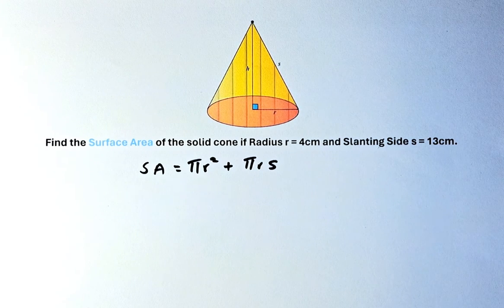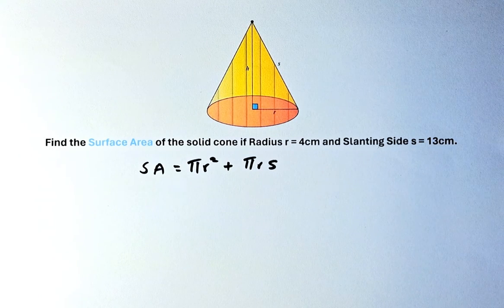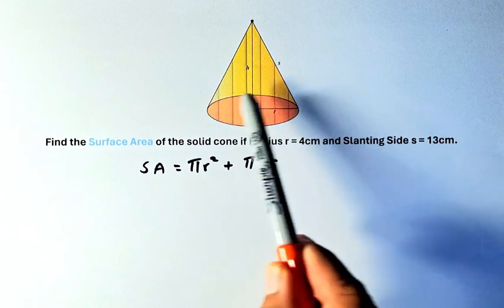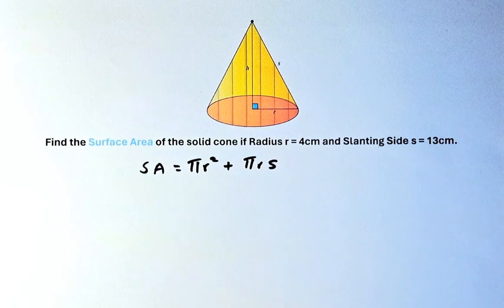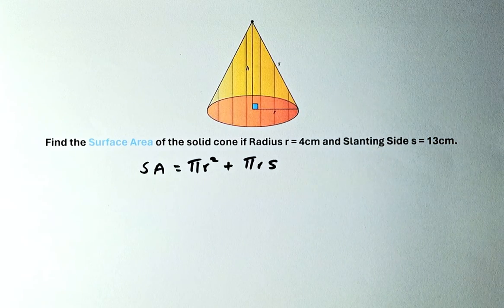First question, find the surface area of a solid cone, which means there's a base at the bottom. The radius is 4 centimeters and the slanting height is 13. Before you do it, you need to know the formula to calculate the surface area. The surface area is the area of the base, which is pi r squared, the circle, as well as pi rs, where r is the radius and s is the slanting side. So you need to know s for surface area.